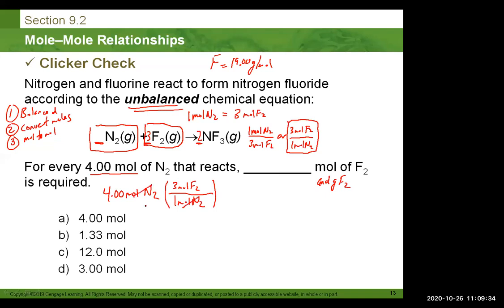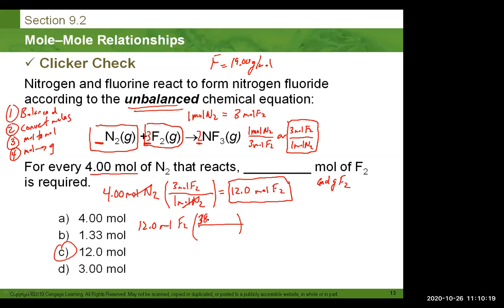That's going to cancel out our moles of N2. We're going to take 4 times 3. That should hopefully be 12 moles of F2. And for the question that was asked, the answer is C, it looks like. Now, I also asked you to get to grams, so that would be the 4th step here, taking the moles to grams. To do that, we would need the molar mass of F2, which would be 19 times 2, which is 38. So for our additional part here, using the molar mass from the periodic table, 38 grams per mole, that gets us something like 456 grams of F2.